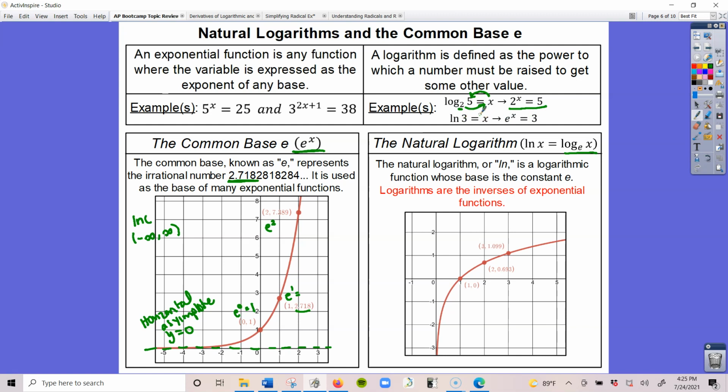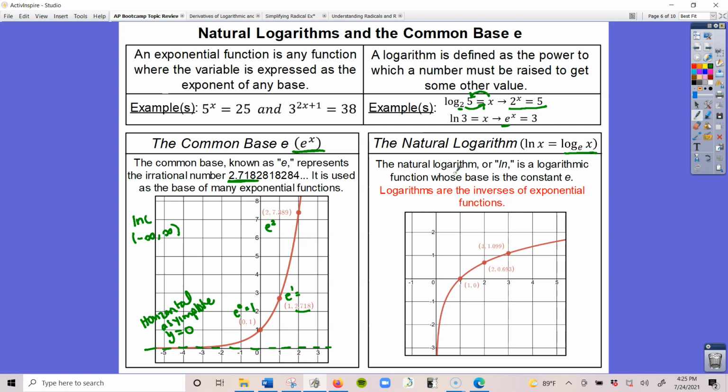If we write that as an exponential function, that means that the base, because this is ln, is e raised to the exponent of something, in this case x, is equal to that number, which is 3. So if we're trying to figure out what x is, that means that we're trying to find the exponent of e that would give you the answer of 3.